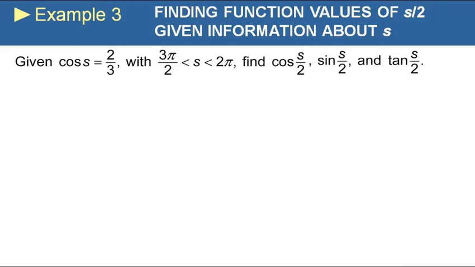Okay, so we'll start with cosine, I guess. Let's take a look at the cosine of s over 2 formula. Here it is. Alright, so I know that the cosine of s is 2/3. So I'm going to be replacing the cosine of a here with 2/3.